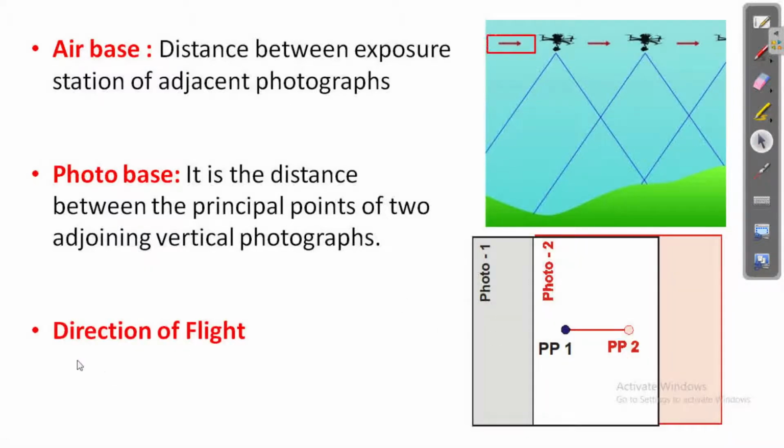Next term is direction of flight. It is called the flight direction. These are the flight direction. Direction of flight is important to identify the right side photographs and left side photographs. If the flight line is unknown, it is a challenge to construct a three-dimensional view under the stereoscope because the right side photographs and left side photographs are totally unknown. The surveyor could not identify which is the right photograph and which is the left photograph.